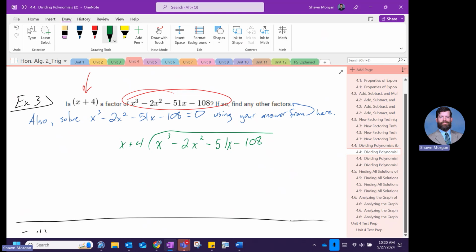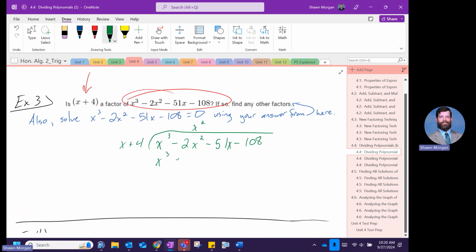Andrew, you can start us off. What times the first term is going to get us the first term? X squared. Good. And I'll put that over the x squared just because that's my normal way of doing things. After we write that up, Freddie, wake up. After we write that up, what do we do? Multiplication. We're going to multiply, then you subtract. There we go.